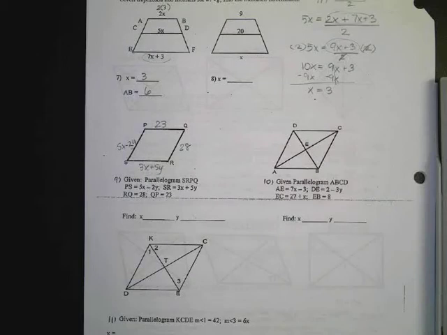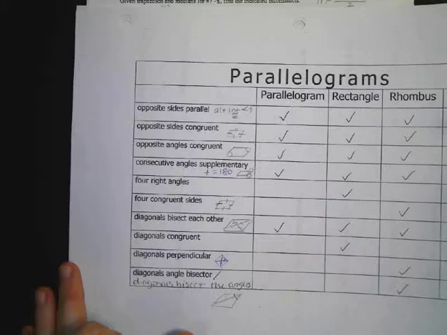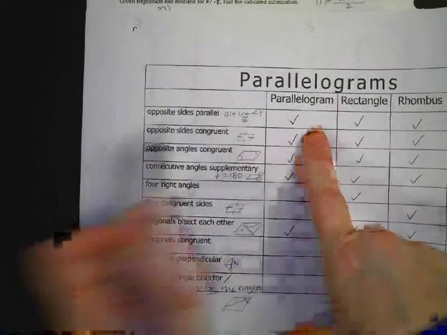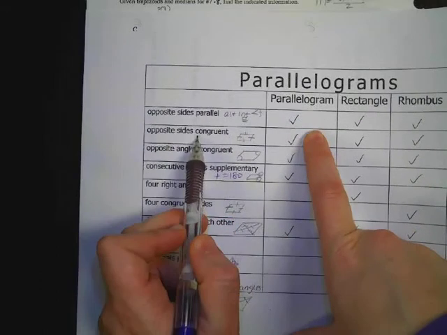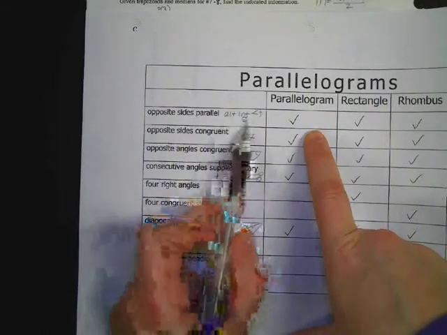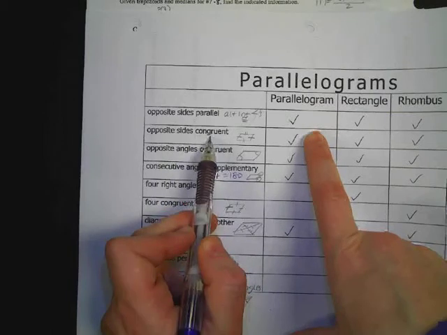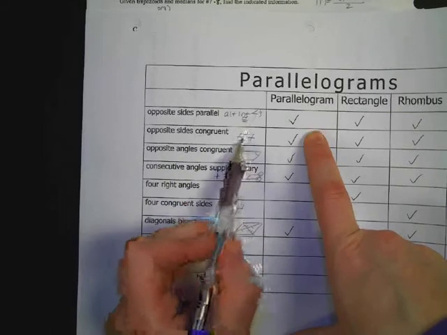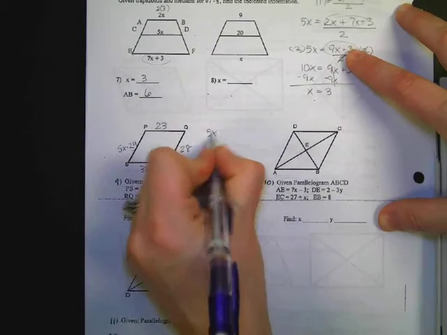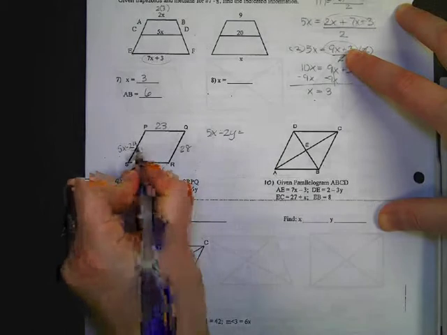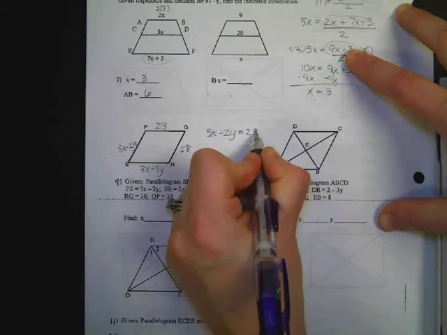One thing I know about sides of a parallelogram, if you go back to your chart, the only things that talk about the sides are opposite sides are parallel and opposite sides are congruent. Parallel sides just tell me things about angles. It doesn't tell me anything about their measures, but opposite sides being congruent means I need to set the opposite pieces equal to each other. So that would mean that 5x minus 2y is equal to 28, which is across from it.